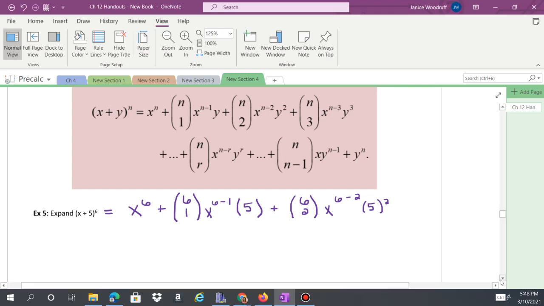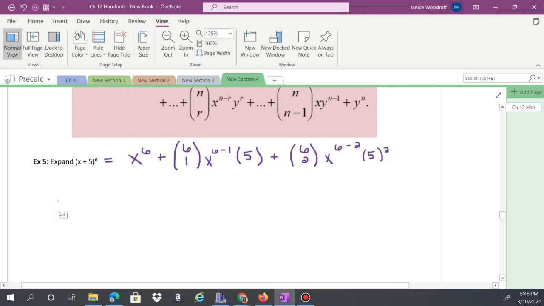Then I'm going to leave some space so we can work underneath that. Then we have plus, we have our n, which is 6, and 3, then x to the 6 minus 3, and then our y, which is 5, to the 3rd. So we're going to do this till we get to 6. So then you're going to have a 6 and a 4, and an x to the 6 minus 4, 5 to the 4th.